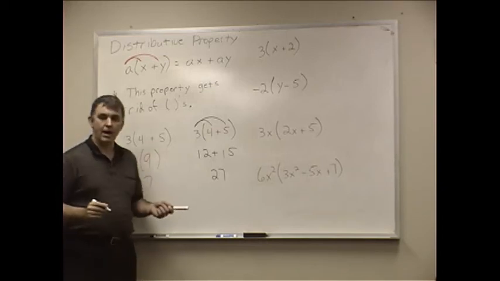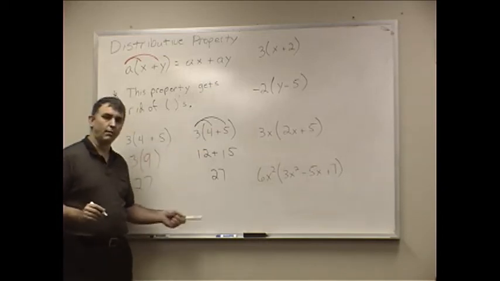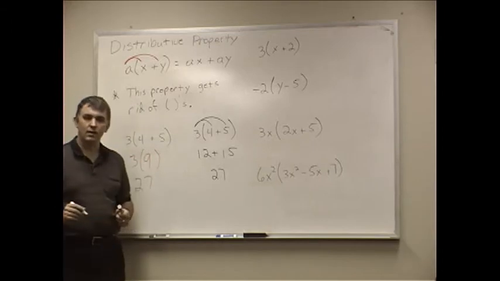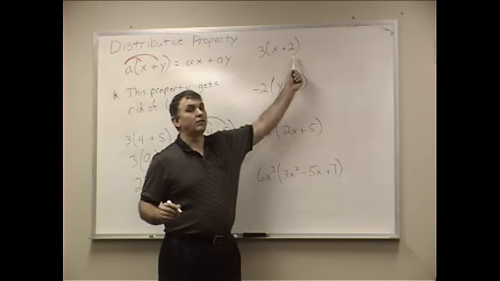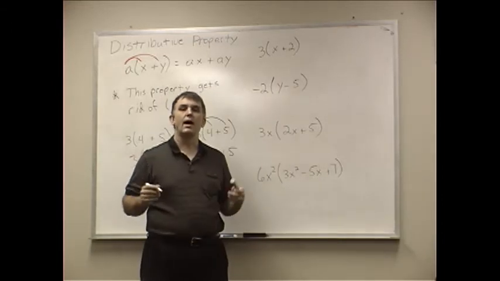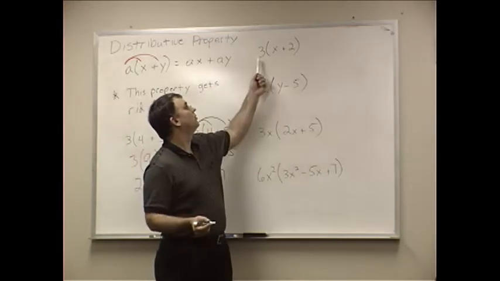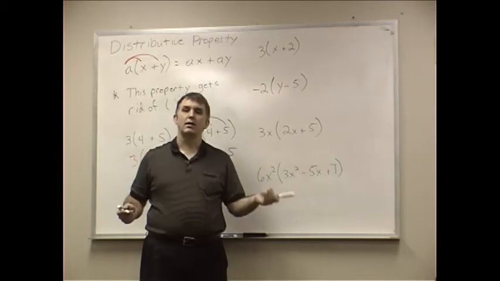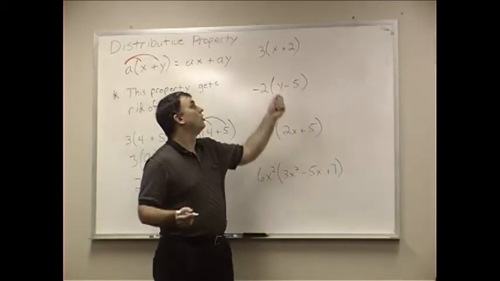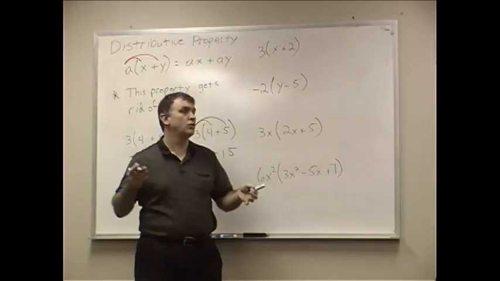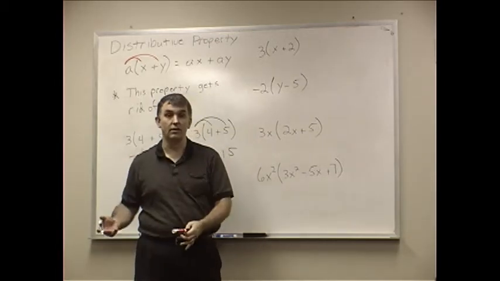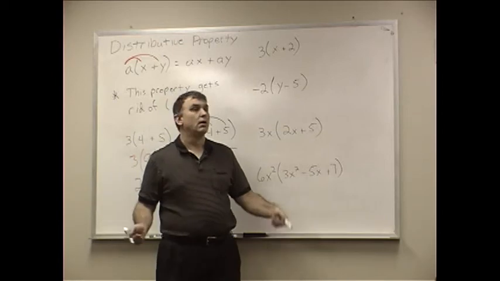Now, when you look at it, you might say, well, that looks like more trouble than just adding up what's on the inside of the parentheses. Take a look at our first example, though. 3 times x plus 2. When you take 3 and multiply it times this quantity, you can't do this because we don't know what x is. Since you haven't been told what x is, you are stuck.